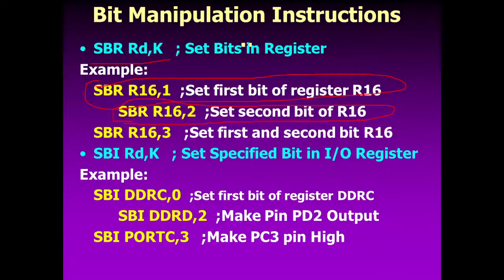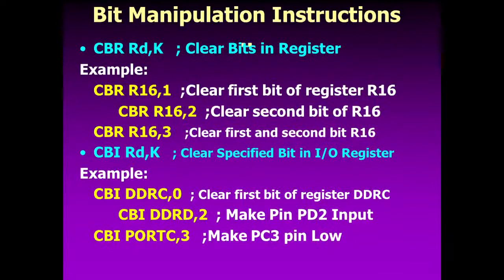What command should I issue if I want to make this port C pin number 3 low? Logically 0. Clear, or not? CBI, clear bit immediately, port C, 3. It will make the PC3 pin low.